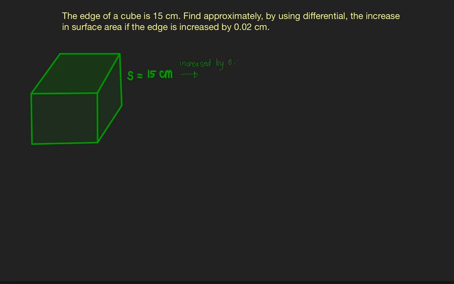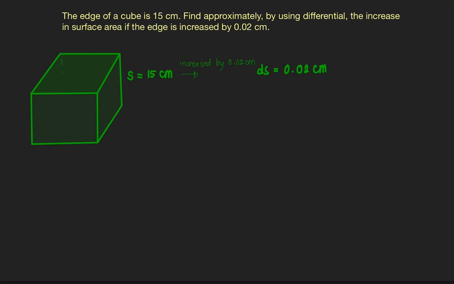But if it is increased by 0.02 centimeters, that would mean that ds is equal to 0.02 cm. So we can compute for the surface area of the cube using the formula. If you don't know the formula of the surface area of a cube, just remember that the surface area is the total area of the entire cube.